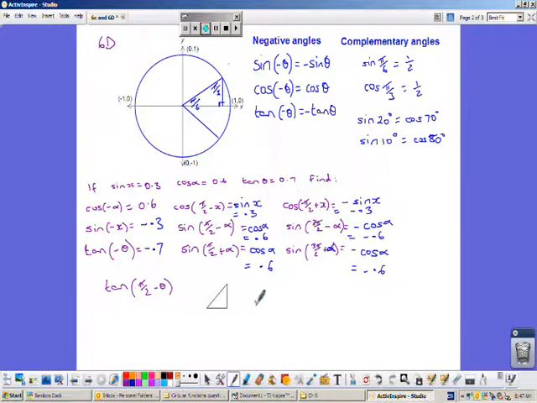Alright, so we know that tan of theta is 0.7. If we think about tan of theta in fraction form, that's 7 on 10. So if this is theta here, theta is opposite over adjacent. So there we go, we've got 7 over 10.